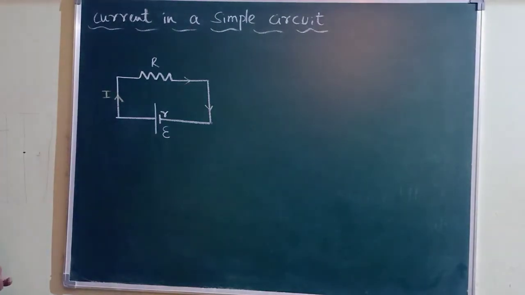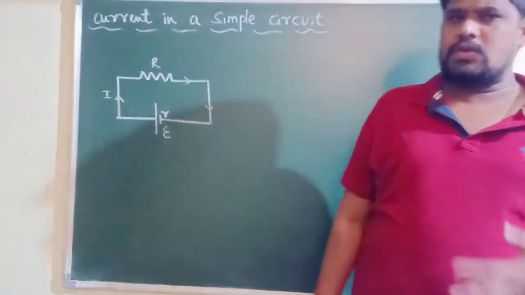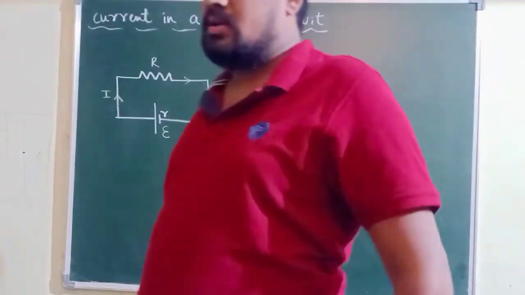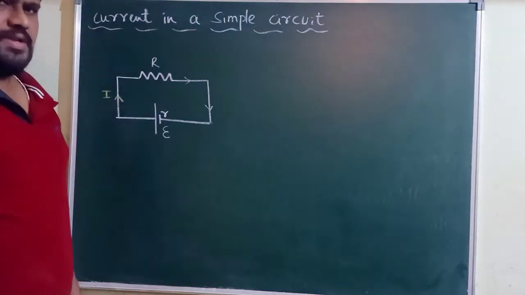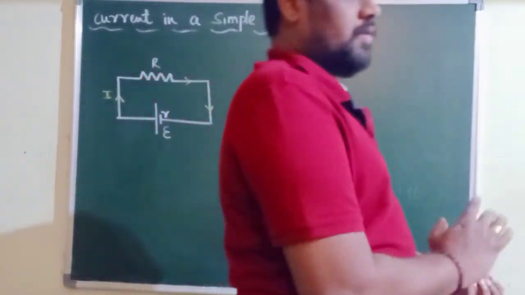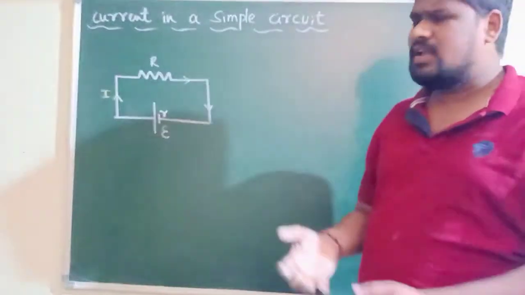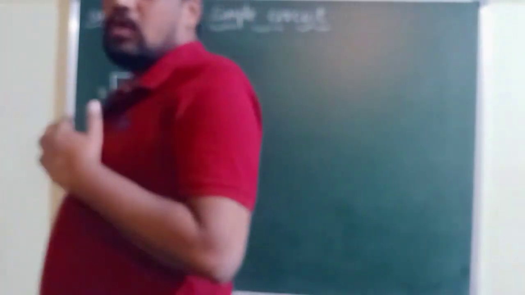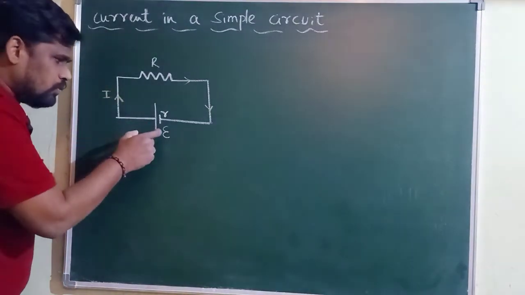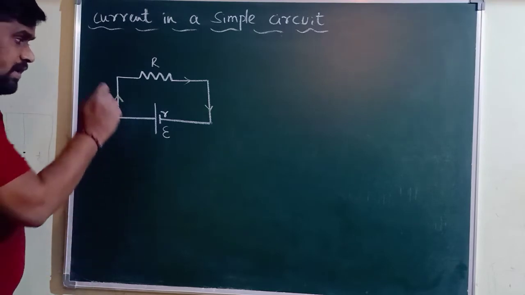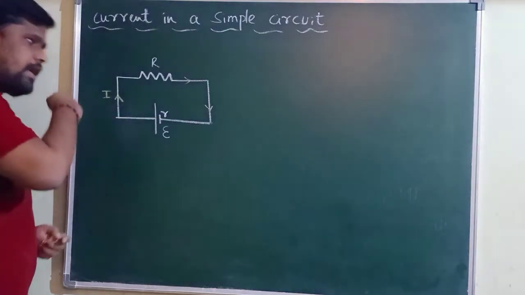Let us derive an expression for current in a simple circuit. You know very well, whenever you supply some energy, in most cases that energy is converted into work. Energy and work are interconvertible. Whatever energy you give to devices, that energy may be converted into work. Here also the cell supplies E amount of energy in order to make the current flow.